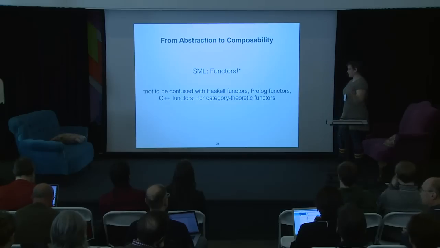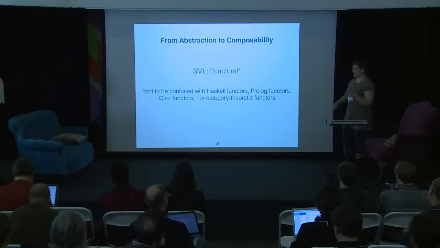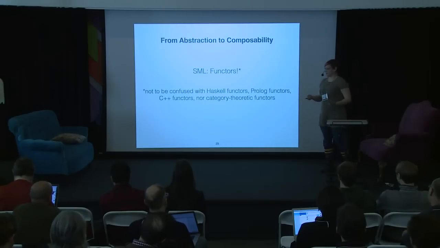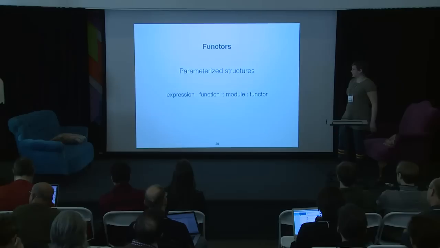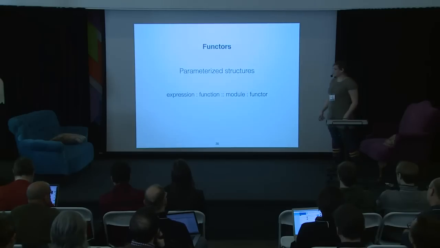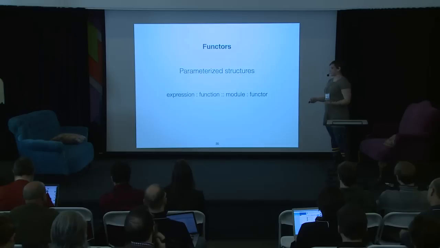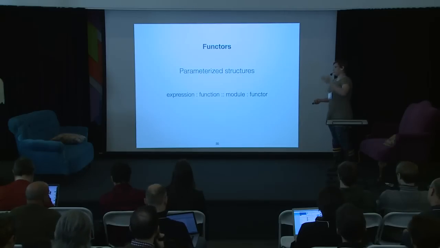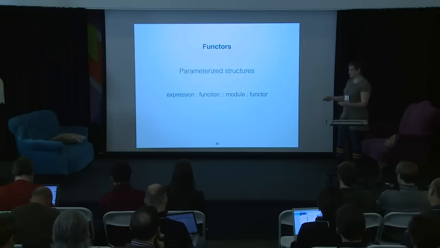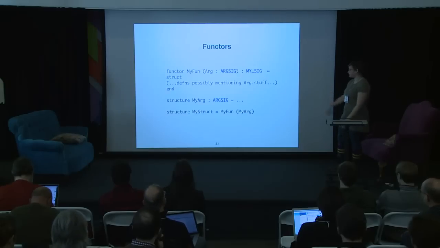For something that I'm going to talk a little bit about later, you can kind of see a connection to the category theoretic definition of functor, if you're familiar with that. If you're not, don't worry. This is just a new term. So functors are just sort of functions at the level of modules. They're parameterized structures. So they're structures that take other structures as arguments, in the same way that functions are expressions that take other expressions as arguments.